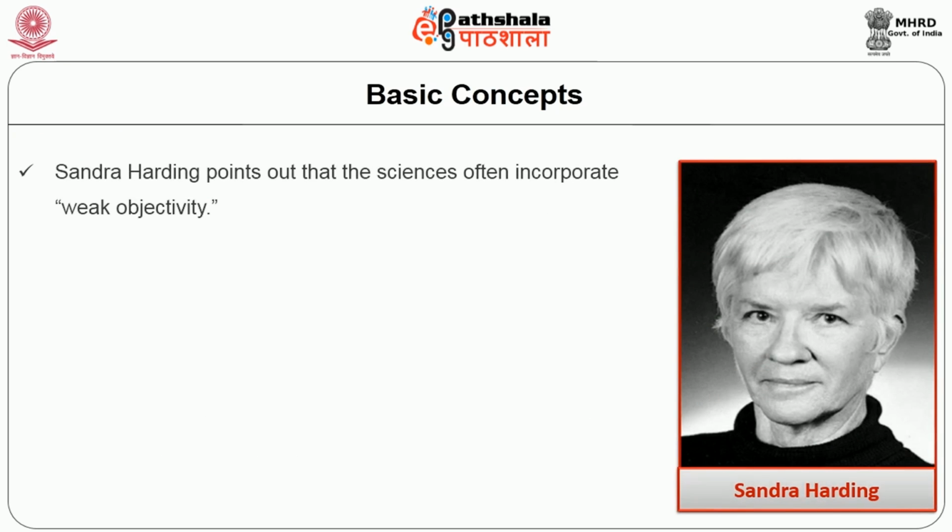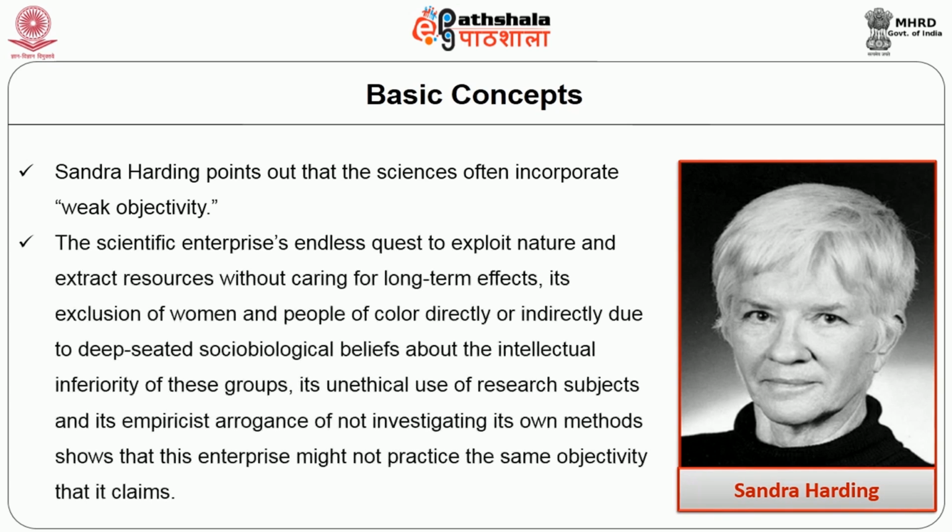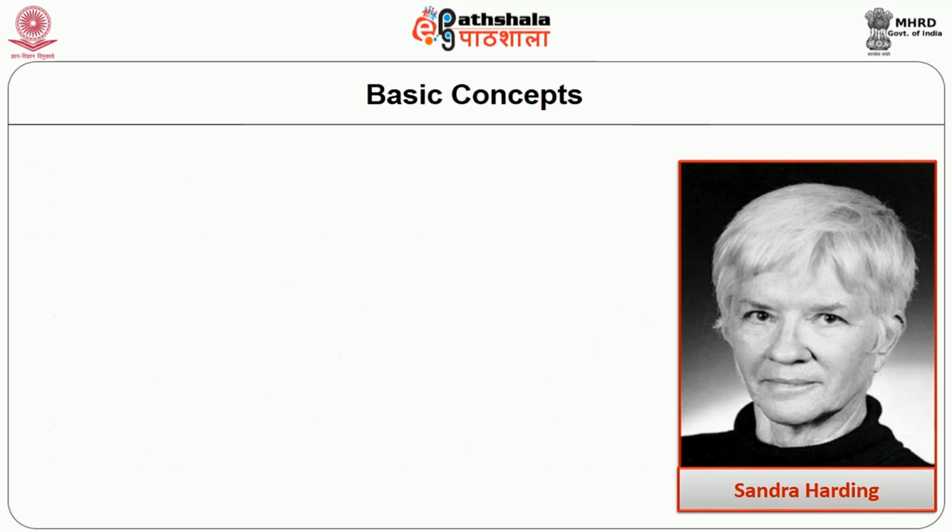Sandra Harding points out that the sciences often incorporate weak objectivity. The scientific enterprise's endless quest to exploit nature and extract resources without caring for long-term effects, its exclusion of women and people of color directly or indirectly due to deep-seated socio-biological beliefs about the intellectual inferiority of these groups, its unethical use of research subjects, and its imprecise arrogance of not investigating its own methods show that this enterprise might not practice the same objectivity that it claims. Harding therefore argues for a stronger and embodied objectivity.